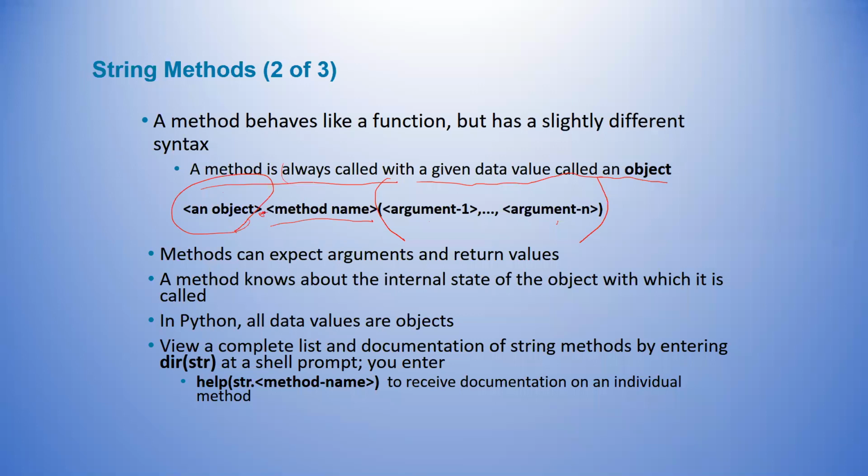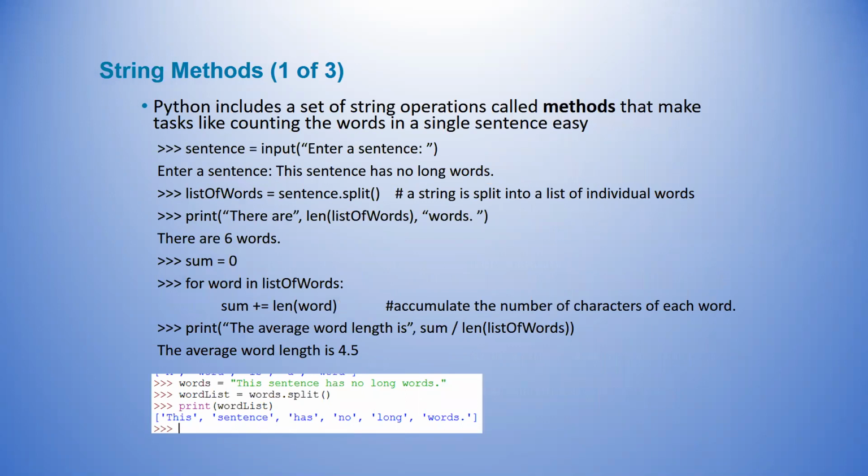So if you look at what we have right here, words is the string object. And so we use the string object followed by the dot, followed by the method, followed by parentheses. This method has no arguments, so that's why you don't have anything inside. And that gives you word list. That's how you call a method: the object name, in this case the string variable, dot split. Okay, that's a method.